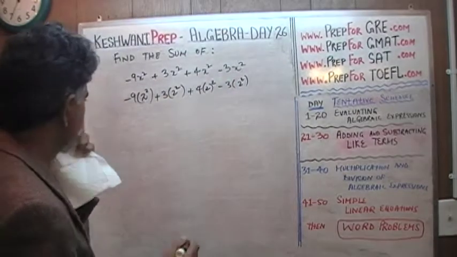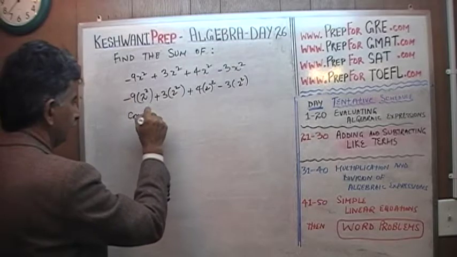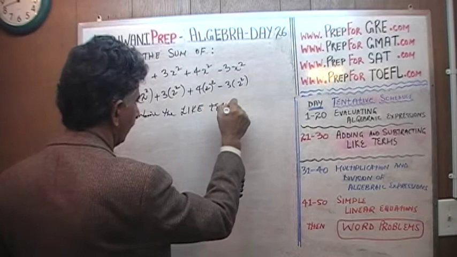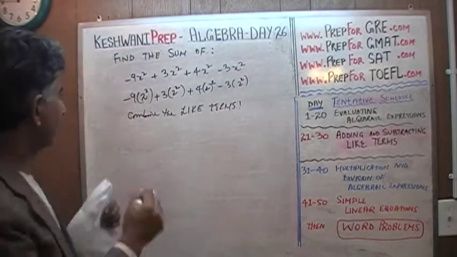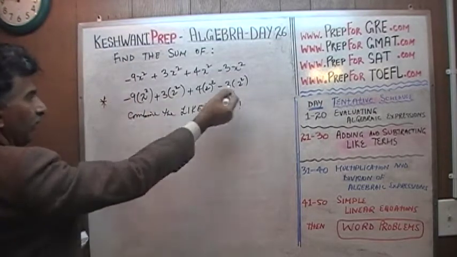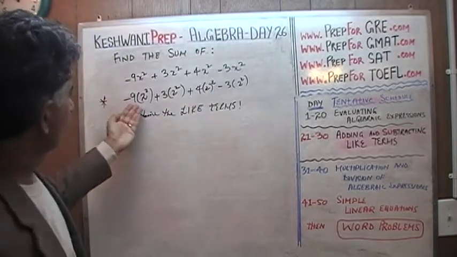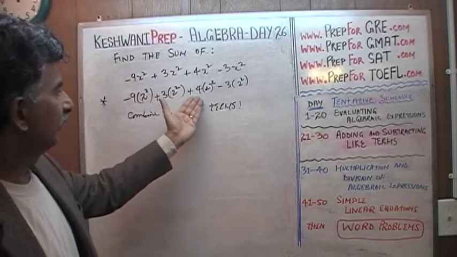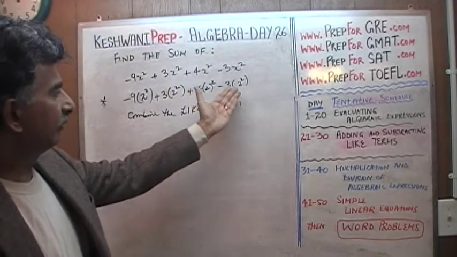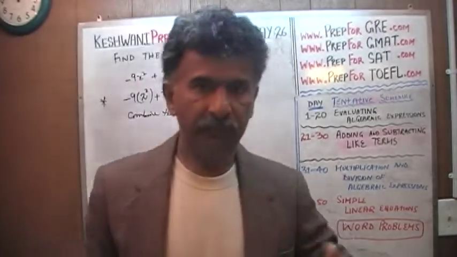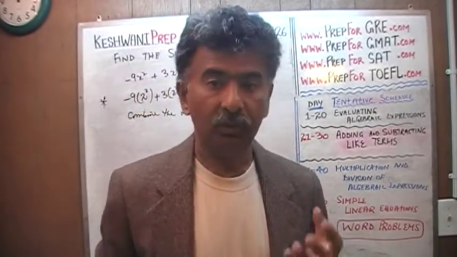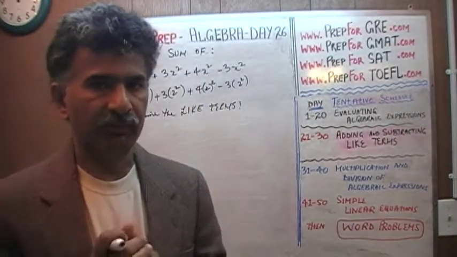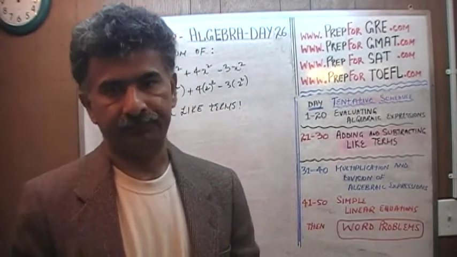Now when somebody says to you, combine the like terms, what does it mean in English language in the context of this problem? Forget about the top one here. Look at this one here. Negative 9 times 2 squared plus 3 times 2 squared plus 4 times 2 squared minus 3 times 2 squared. If that was put in front of you and you were asked to combine like terms, what does it mean? It's just an algebraic way of saying how many 2 squares do we have. That's what we are here for.